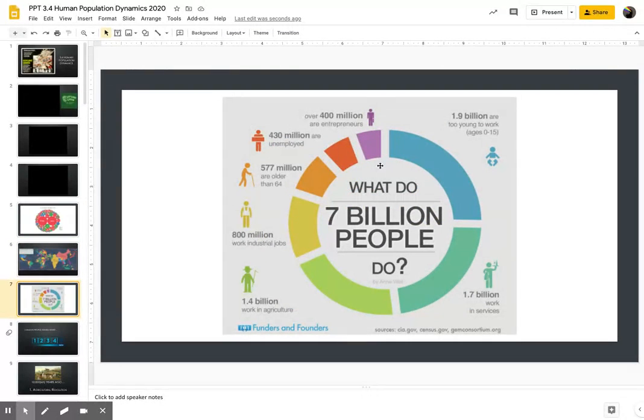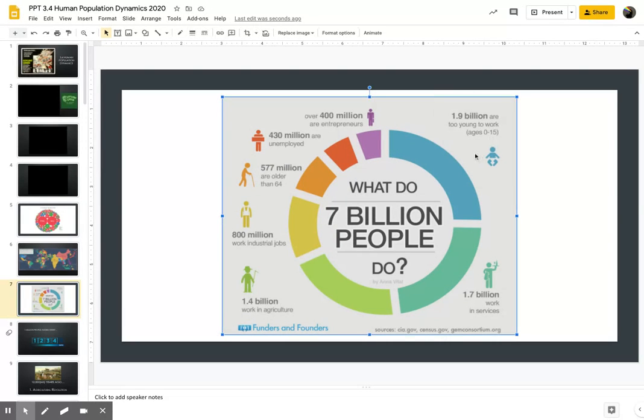Okay, here we have a breakdown of what 7 billion people do around the world. This is by occupation. 1.9 billion, almost 2 billion, are too young to work. This is important when we're going to talk about population pyramids, age structure diagrams. 1.7 billion people work in service industries, and 1.4 billion people work in agriculture. So just those three categories make up 2/3 of the people in the world.